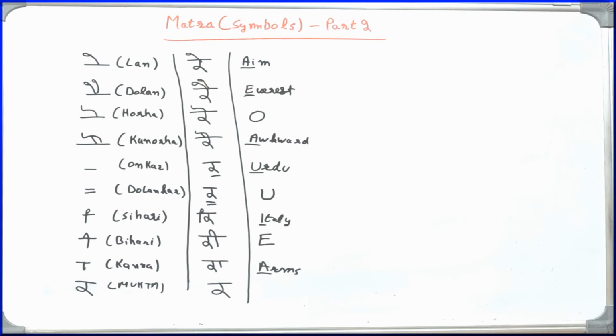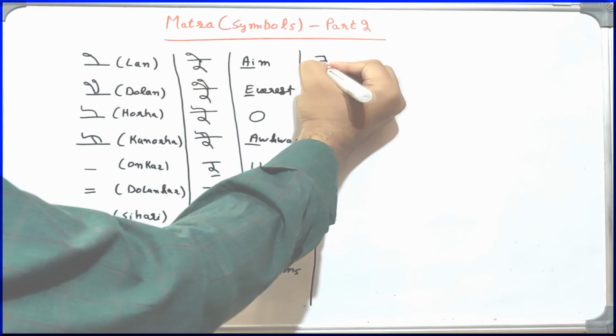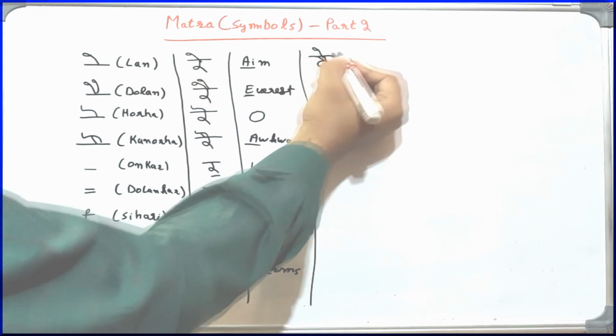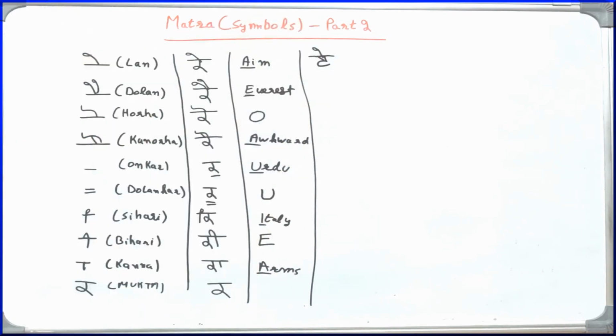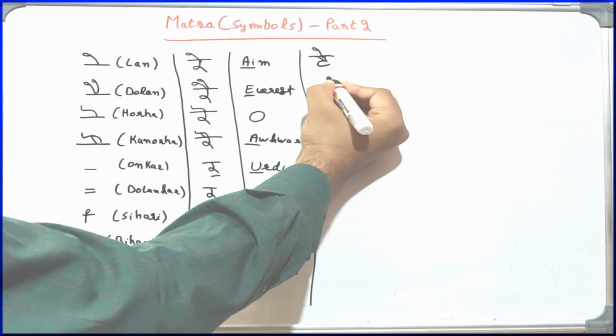We understood with the examples of English alphabets or English words how to pronounce the sounds of the matras. But how to represent the sounds of matras in Gurmukhi? Let's understand that. The sound of A will be represented with this. Ed and then La. The La will be represented by Ada and then Dula.